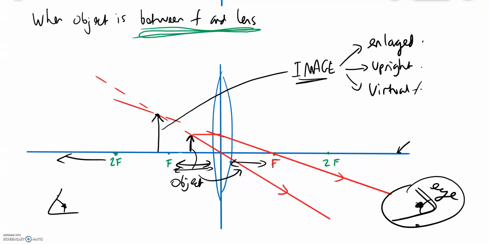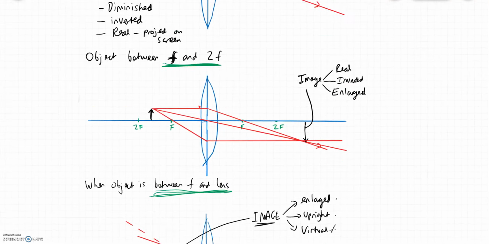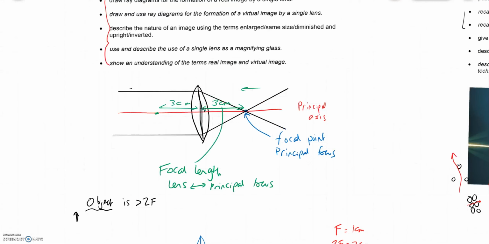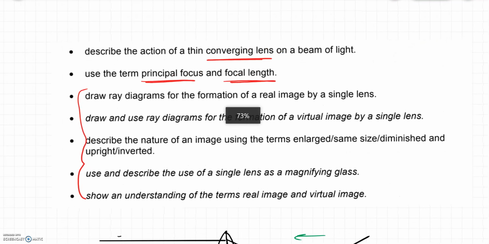Please go back and pause the video at any points if you want to try drawing them yourself. Perhaps do it on paper, have a go at drawing it, and then you can continue the video to see if you got it correct. If we go back now, there's our three beautiful images, to our syllabus points. You can see that we've now covered all of these.